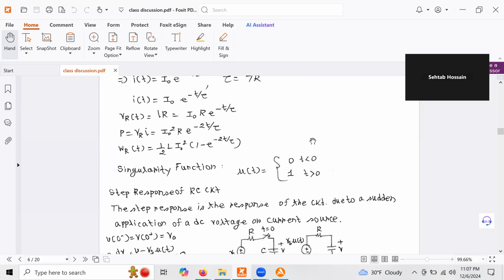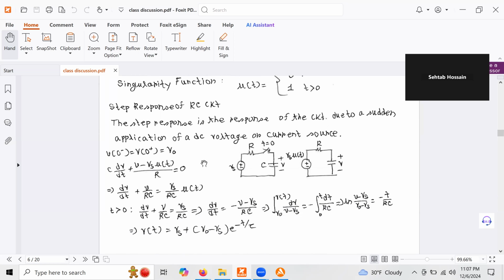Now let's talk about the singularity function. This is a positive singularity function. When t is less than 0, the singularity function will be 0, and when t is greater than 0, the value will be 1. So this is the positive singularity function. How about the negative singularity function? When t is less than 0, the negative singularity function will be 1, and when t is greater than 0, it will be 0.